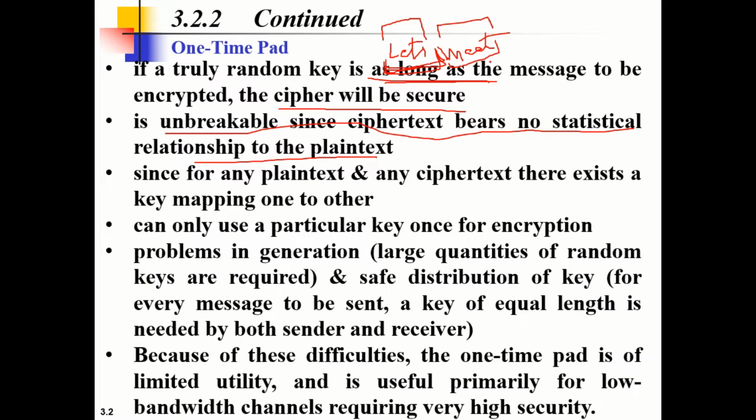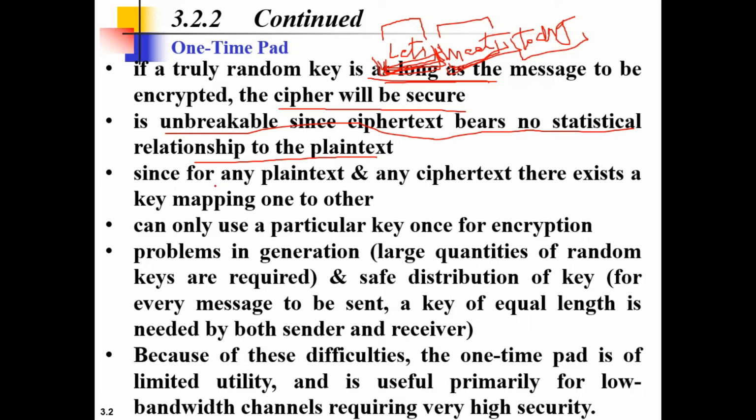So say for example, if I write "let's meet today": for this part of the message, the key length will be 4. For this part of the message, the key length will again be 4, but the value of the key will be different. For this part of the message, the length of the key will be 5, and it will definitely be different from these two keys which we used for "let's" and "meet". Right, so this ensures perfect security.